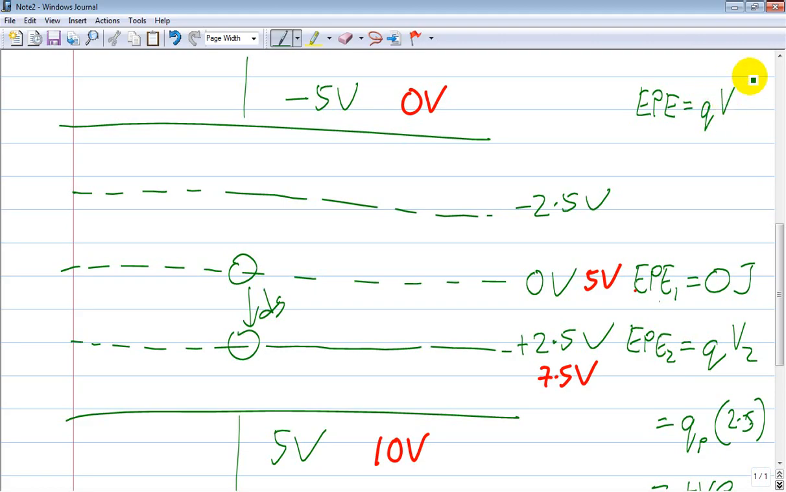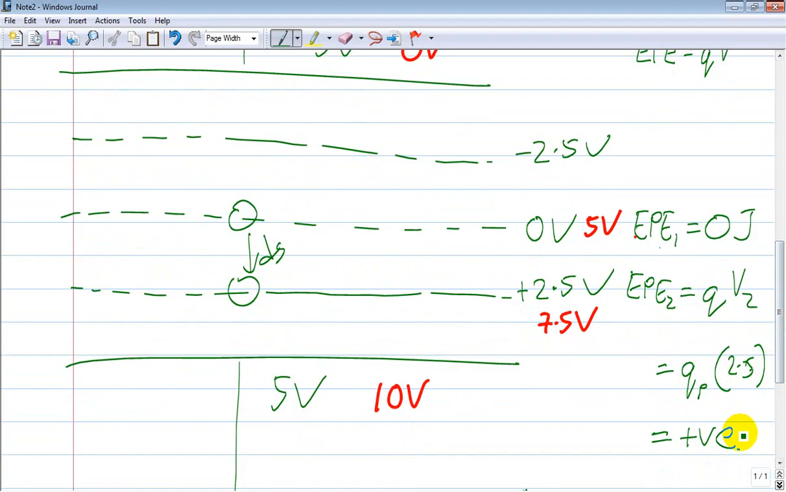So if this position is originally 0 volts, the EPE of this positive charge at this position will be 0, because it's Q times V. The Q is the Q of the positive charge, the V is 0, so my EPE at this position is 0. When I drop to a level which I call positive 2.5, the EPE will be given by Q times 2.5.